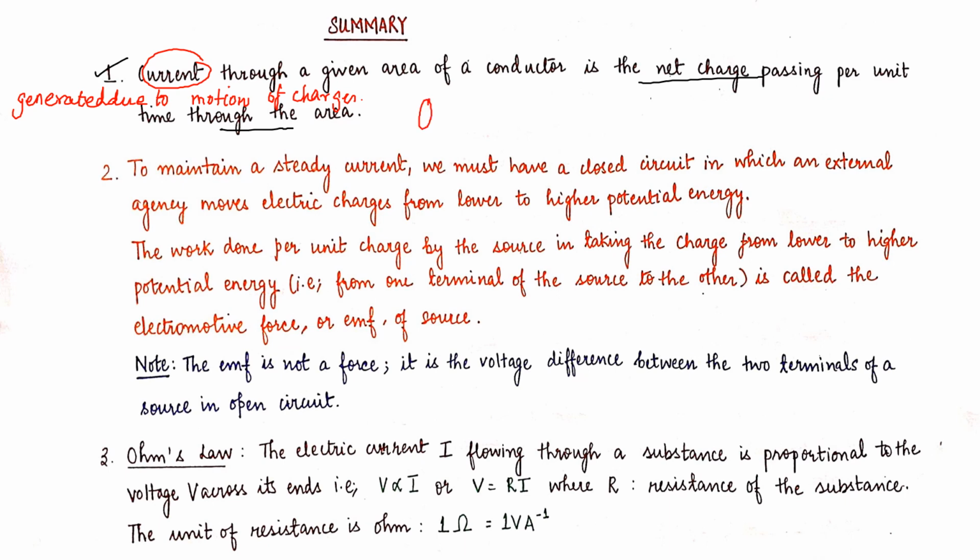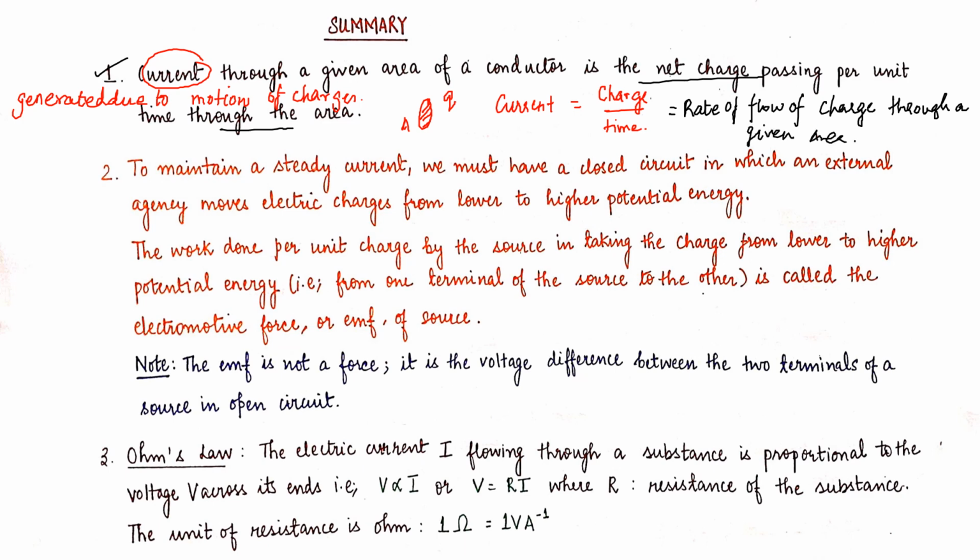So amount of current, if I want to find in this cross-sectional area, I should know how much of charge is passing through and within a given time. Okay, within a given time. So the equation which we give when we are defining our current is current equals charge upon time. Basically we can say that rate of flow of charge through a given area is current.